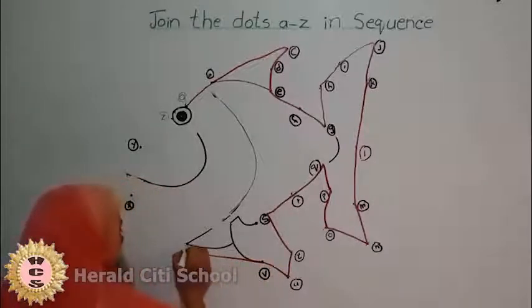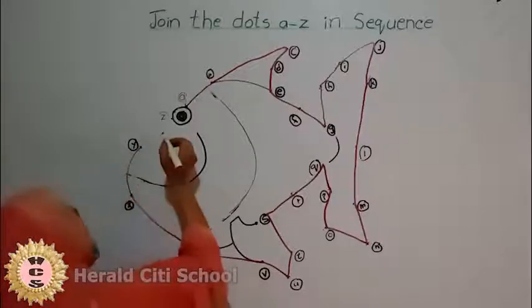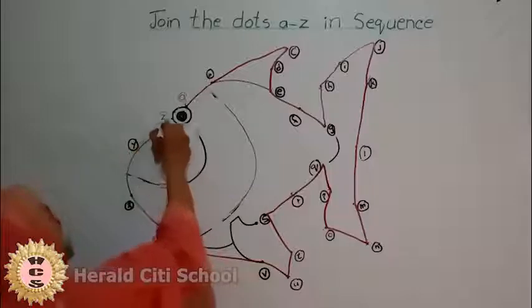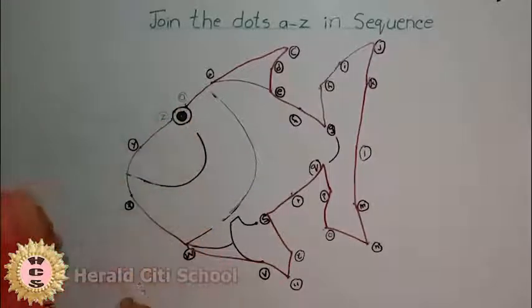W, X, Y, and Z. Very good. Our A to Z are completed. Our small ABCD is completed.